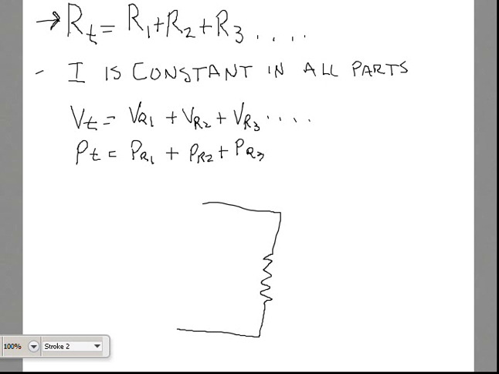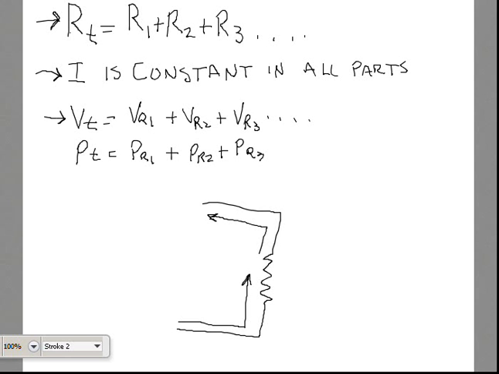The next characteristic is that current is constant in all parts of the circuit. Once again, you only have one path for the electrons to follow. Therefore, those electrons are going to be flowing at the same rate. It doesn't matter where you are or how many resistors you've got in line, they're going to be moving at the same rate.